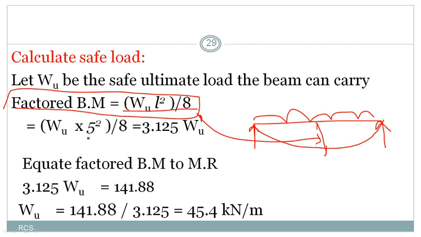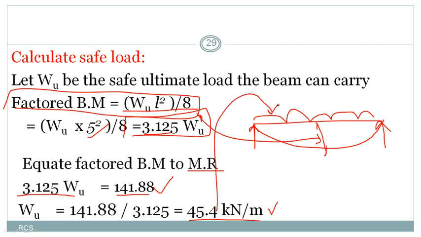In this problem, L is given to you, that is 5, so wu into 5 square by 8 will give 3.125 wu. This is the factored bending moment which is likely to come onto the beam. This same amount must be resisted by our beam, that is the moment of resistance. So we have to equate the factored bending moment to the moment of resistance that we calculated on the previous slide. So now equate this: 3.125 wu is equal to 141.88, then wu is equal to 141.88 by 3.125, we get 45.4 kilonewton per meter. For this UDL, we will get that moment of resistance.